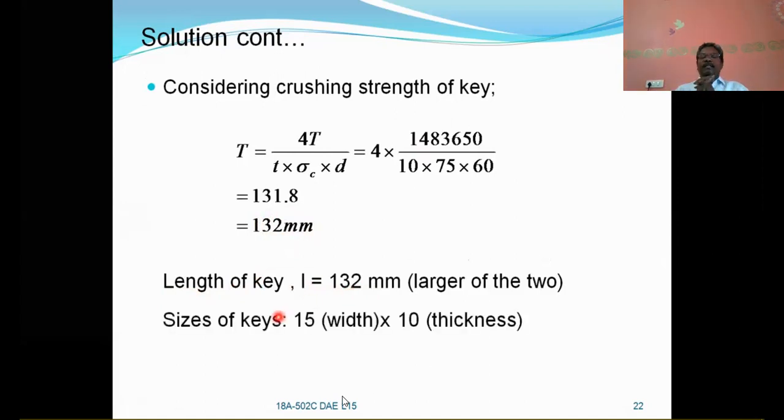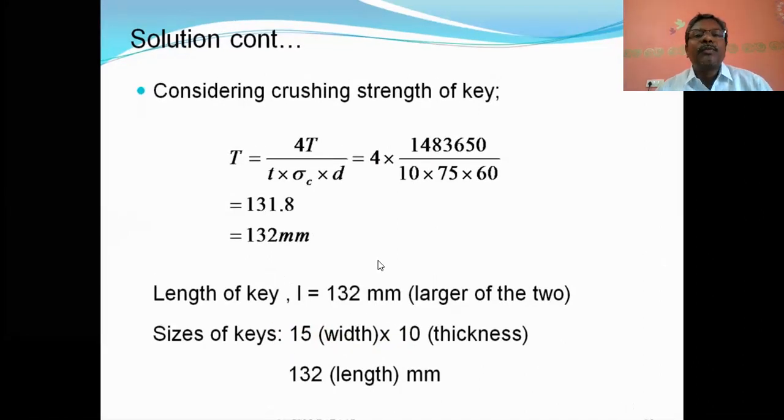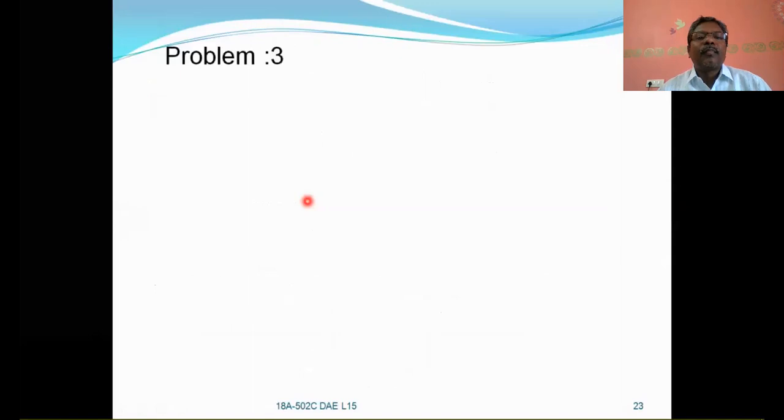So the sizes as per the standards and calculations are: width is equal to 15 mm, thickness is equal to 10 mm, and length is equal to 132 mm. This is the size calculated based on the given data. That is, diameter is given to you, sigma c is given to you, and based on that we have taken the sizes as 15 into 10 into 132. Right? This is the problem that we have solved so far. And problem 3.